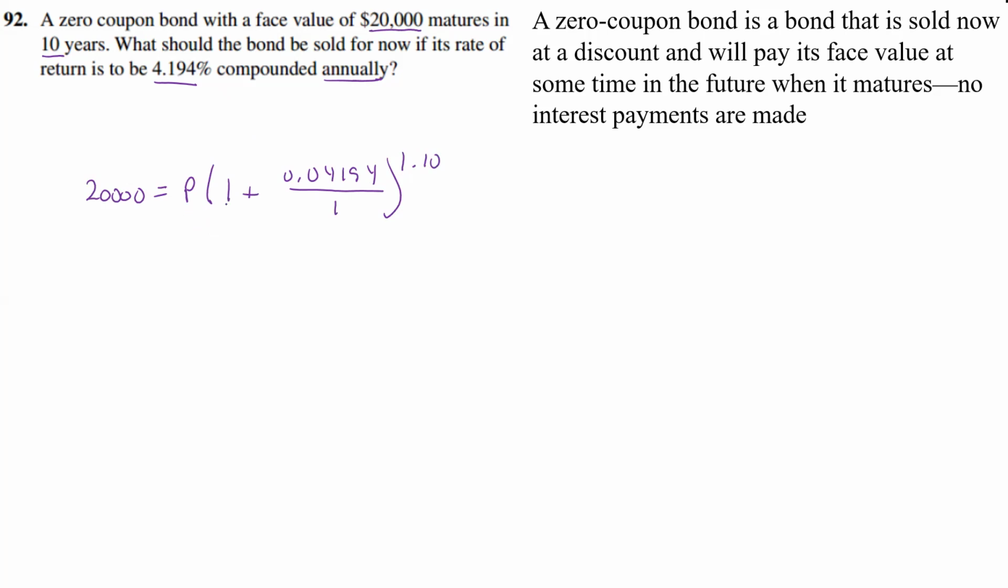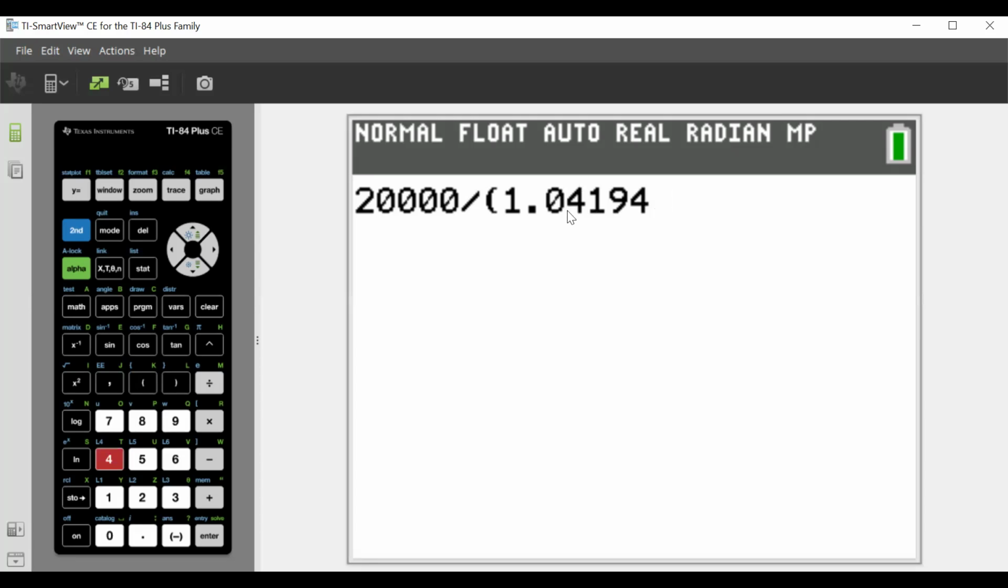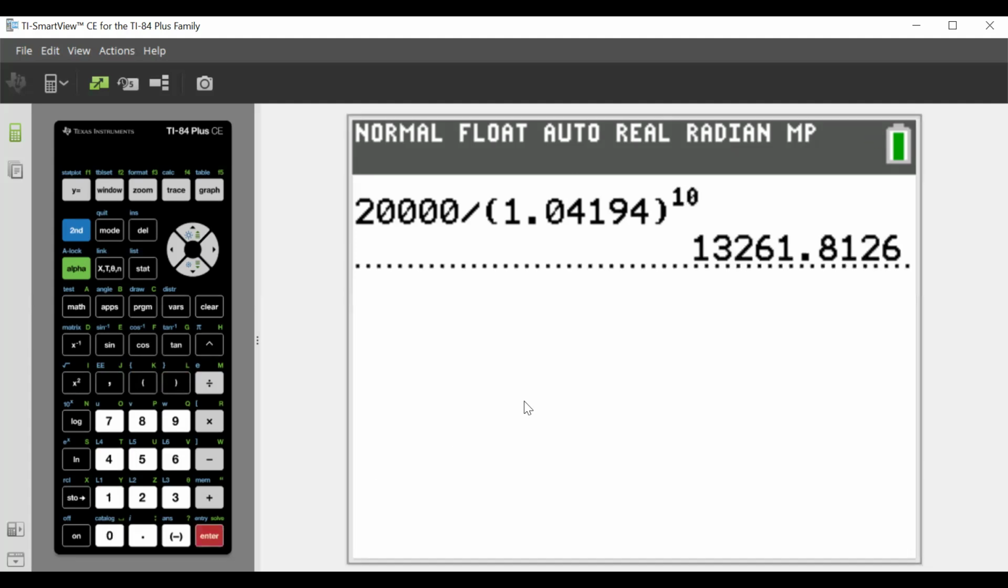Okay. So we're just going to take and divide all that 20,000 by that. So we're going to do 20,000 divided by 1.04194, and that's because the 0.04194 divided by 1 is just that, raised to the 10 times 1, which is just 10. And so we get $13,261.81.